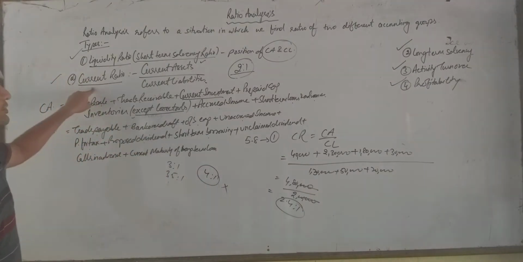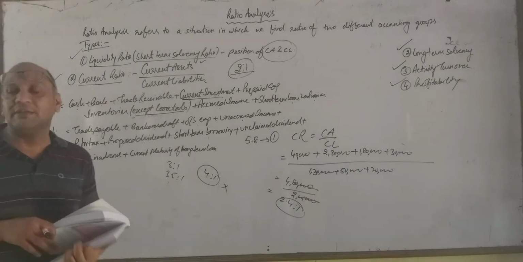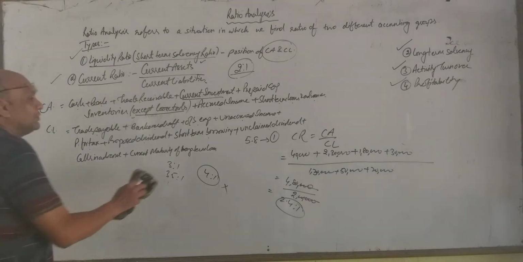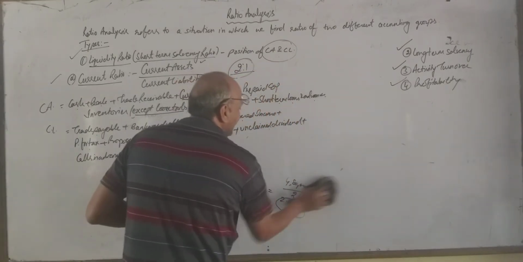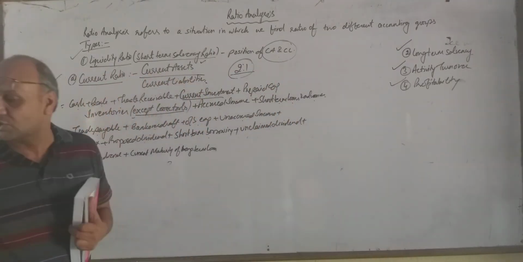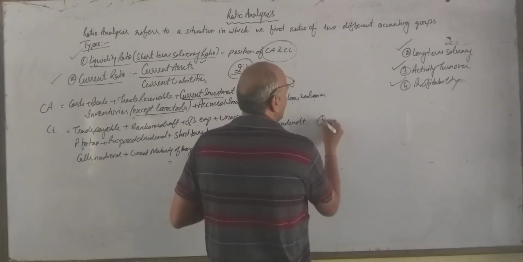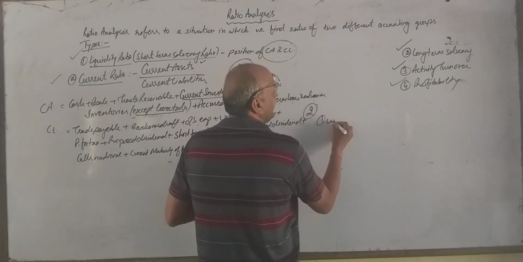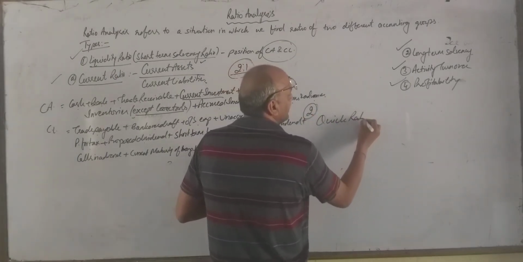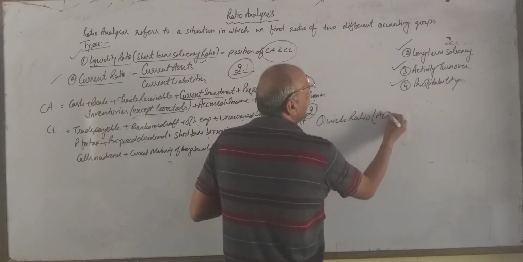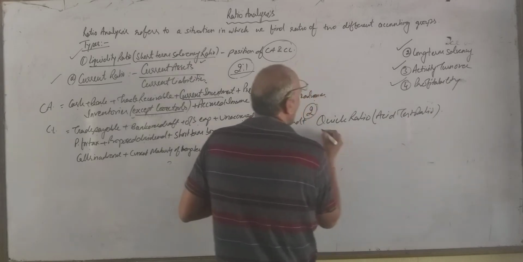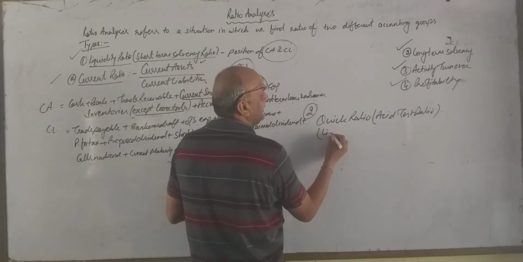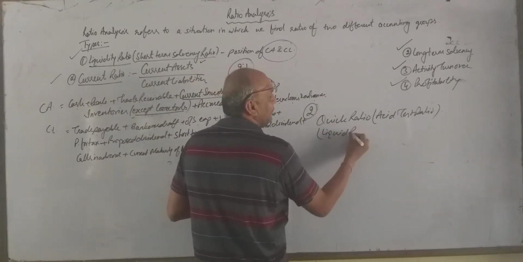So this is our first ratio, which is known as the current ratio. Now let us go for the next ratio, which is similar to it with a small change only. And what is that ratio? That ratio is the quick ratio. The second ratio is the quick ratio. It is also known as the acid test ratio, or it is also known as the liquid ratio.